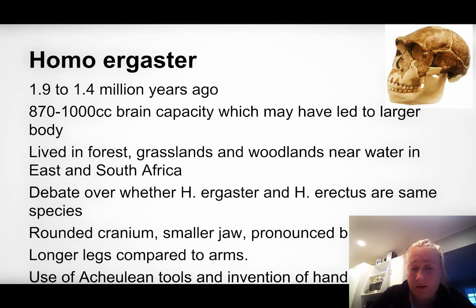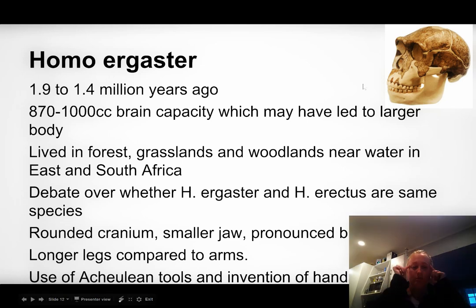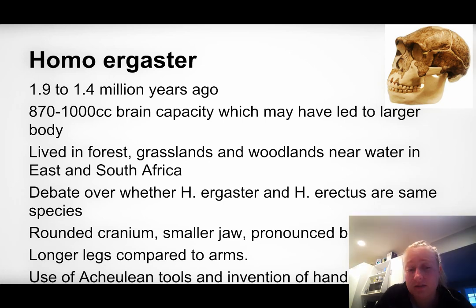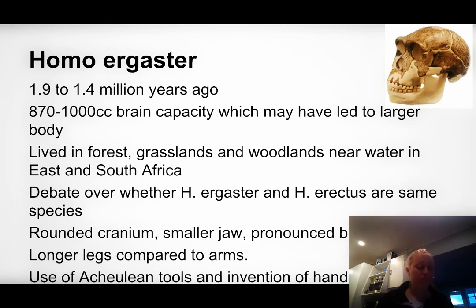They have a bit more of a rounded cranium, smaller jaw, and they still have that very pronounced brow ridge, so where your eyebrows are sticking out a lot more. Again, their legs are getting longer in comparison to their arms. And these guys use a newer kind of tool, the Acheulean tools. And it's also said that they invented the hand axe, which is pretty cool.